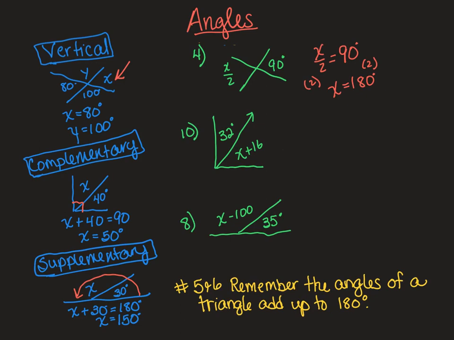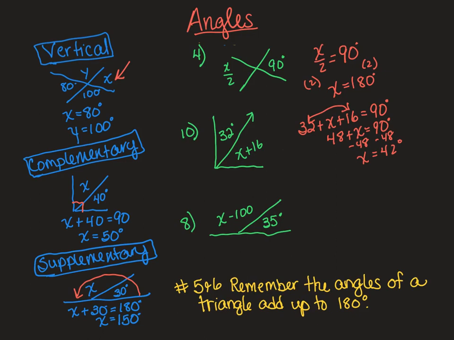Okay, complementary angles. Number 10. I see that 32 plus the other angle, X plus 16, is going to equal 90 degrees. I'm going to combine like terms. Notice we're using what we know about algebra. And so now I get 48 plus X equals 90. And if I subtract the 48 from both sides, I know that the X is 42 degrees. So remember, I'm finding the X.